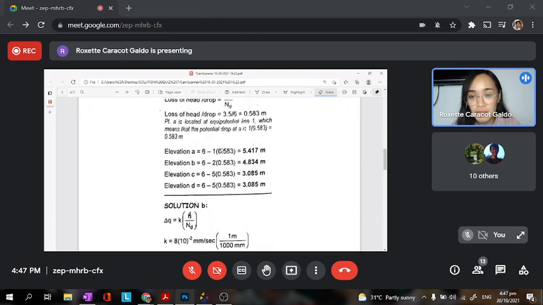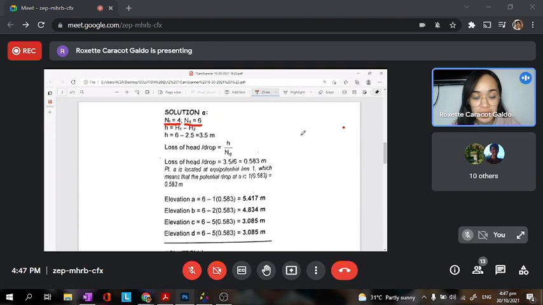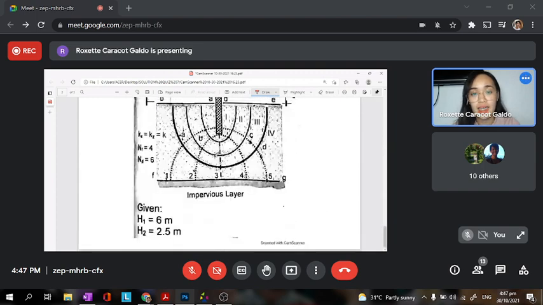So karon na-identify naman nato ang number of flow channels and number of potential drops. So we are going to compute kung pila ang loss of head or head loss or drop sa kada square nga maagian sa atong water.